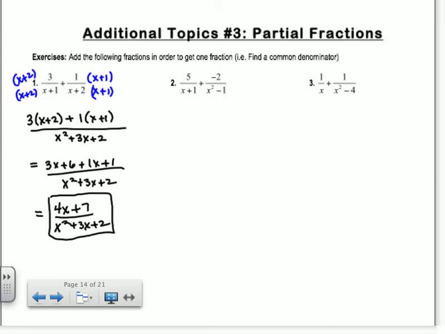Oh, man. All right, so I have x minus 1. So I need x minus 1 on the top and bottom, right? So I'm going to get 5 times x minus 1.